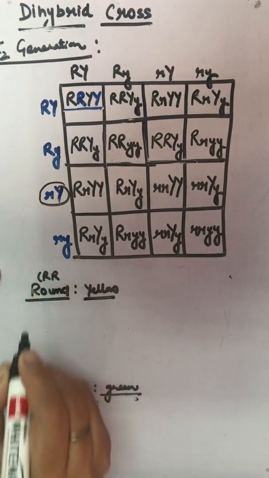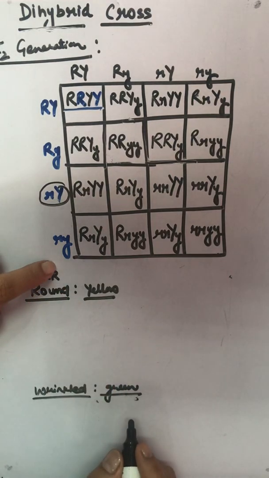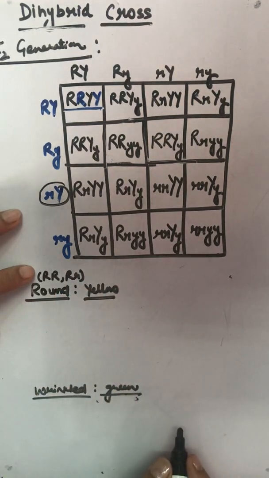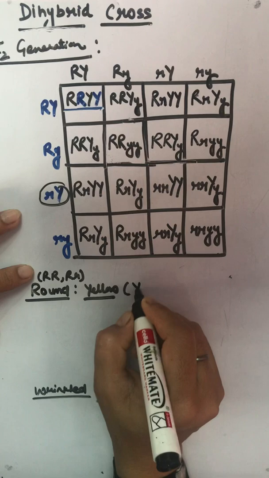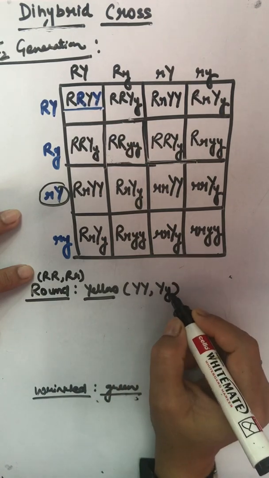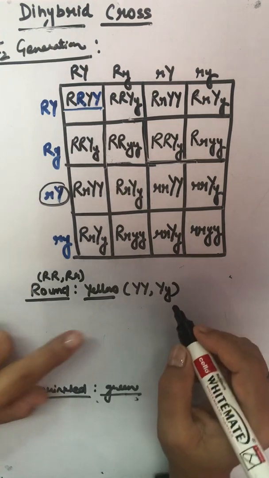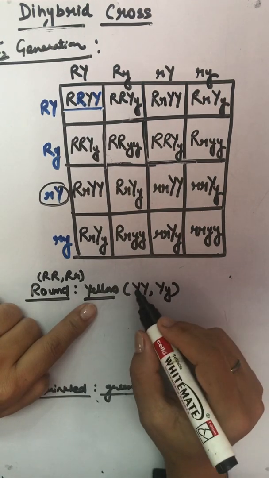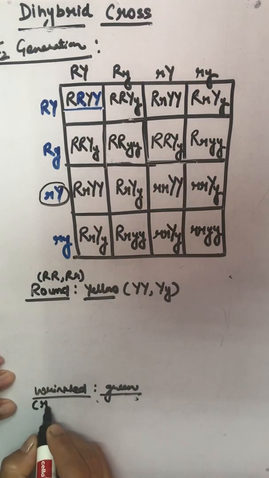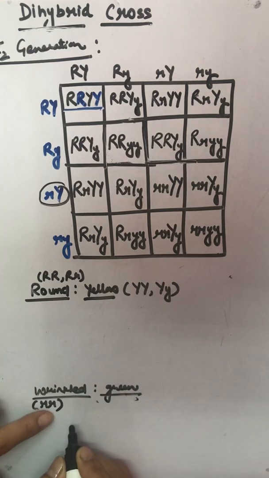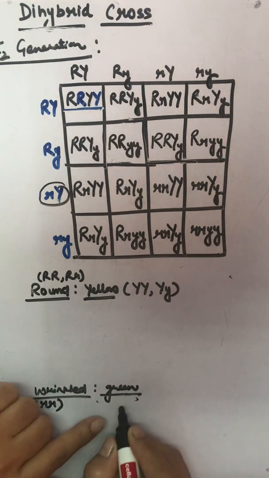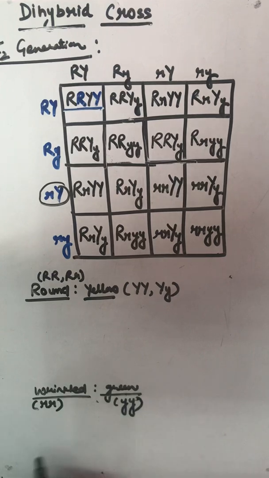This means if a combination has capital R or capital R, small r, it is considered round. If a combination has capital Y, or at least one capital and one recessive factor, it is considered yellow because capital Y is dominant. In the wrinkled case, we say it has to be both in small letters, only then will the recessive trait be shown. For green, it has to be small y.